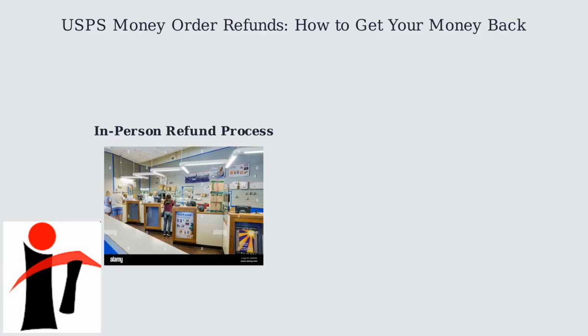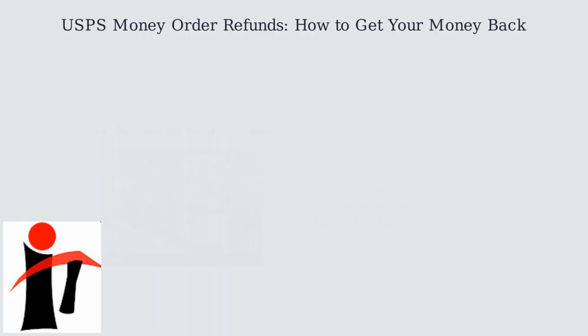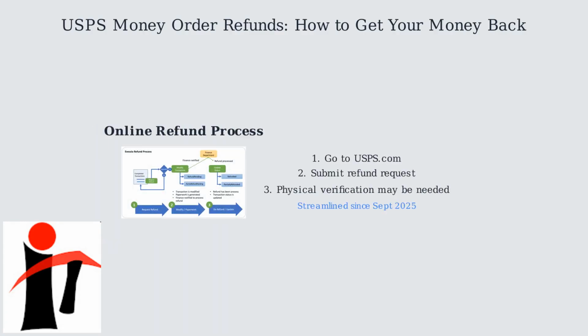To request a refund in person, visit the issuing post office with your ID, the money order, and a refund form known as Form 6401. There's also an online option via USPS.com, but physical verification might be required. Since September 2025, USPS has streamlined the online refund request system for faster processing.